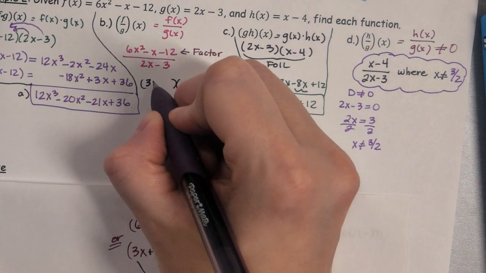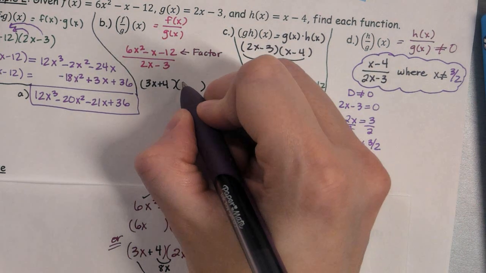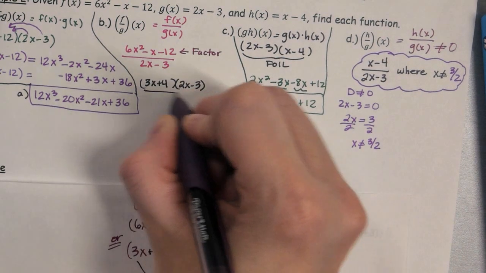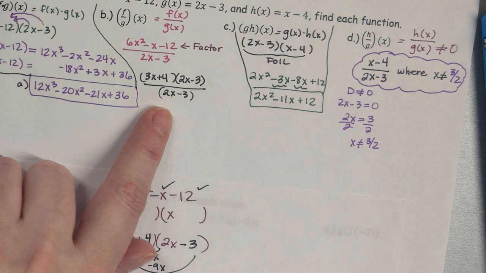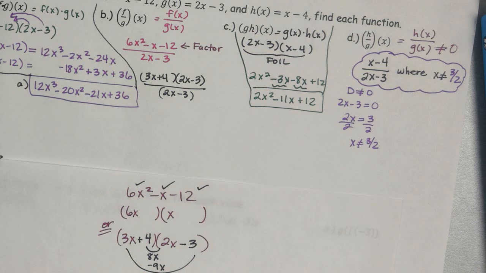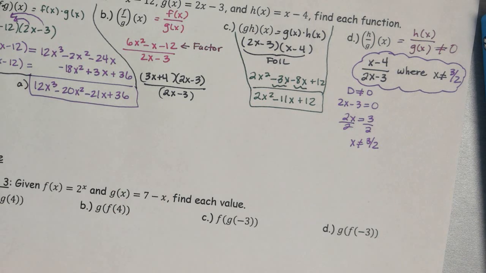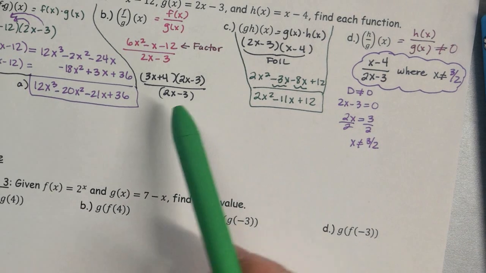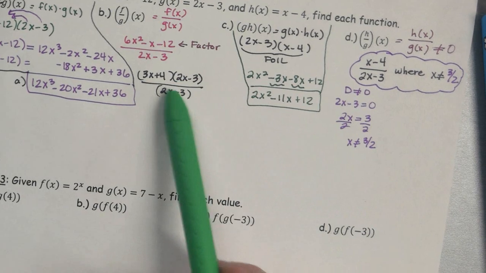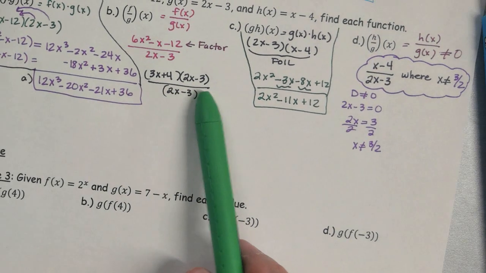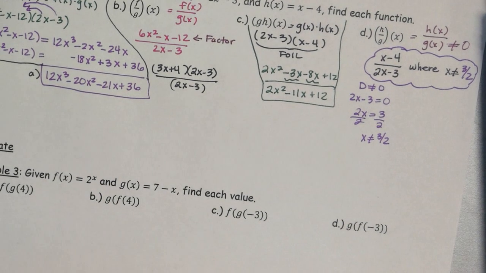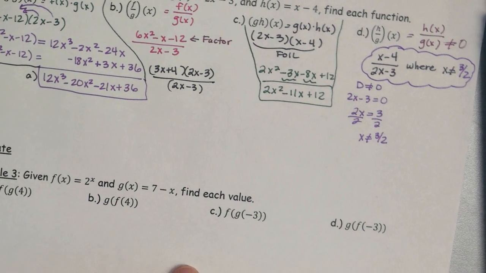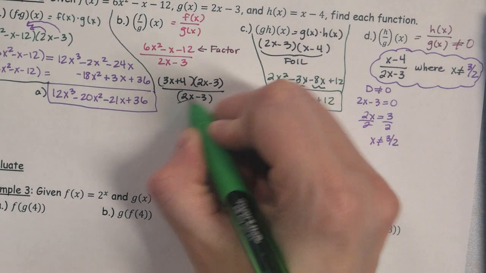So we figured out this was 3x plus 4 times 2x minus 3 divided by 2x minus 3. Okay, and you can write those all as factors. So remember that multiplying and dividing are inverse operations. So what's happening here is you can think of this, well, it is division. 2x minus 3 divided by itself is going to be what? What's anything divided by itself? 1. So those are going to cancel.